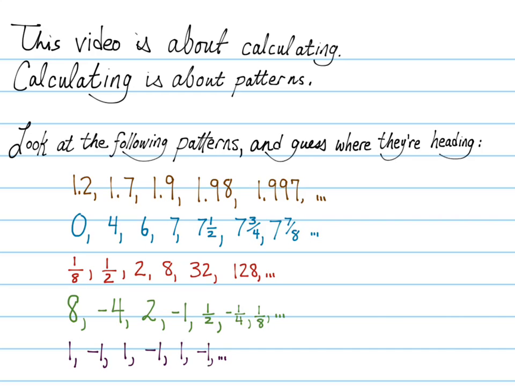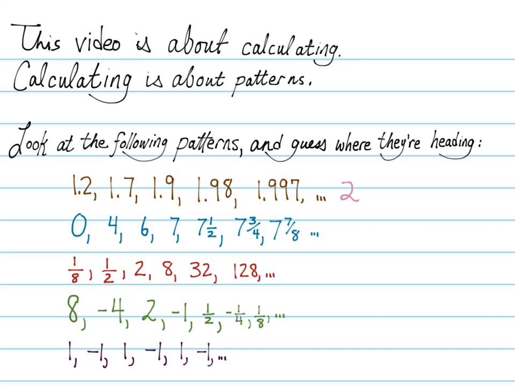So let's look at the brown pattern. The numbers are increasing, but the amount they're increasing by is slowing down as we're getting closer and closer to the number 2. So these are going to 2. And you can tell that they're going to 2, or at least that they should be going to 2, because we have 1.9, 1.98, 1.997. Each of these are closer to 2 than the previous one, but are not trying to get past 2.